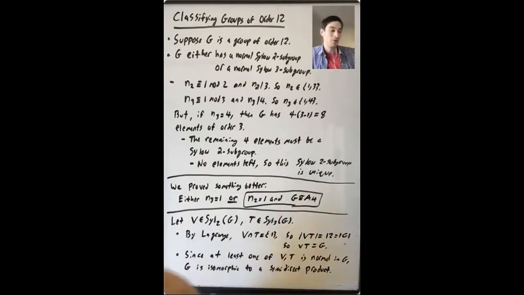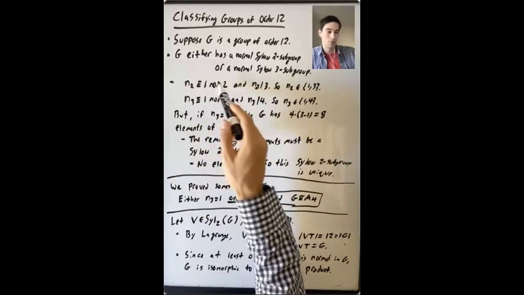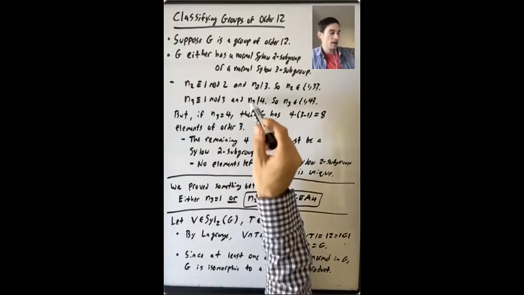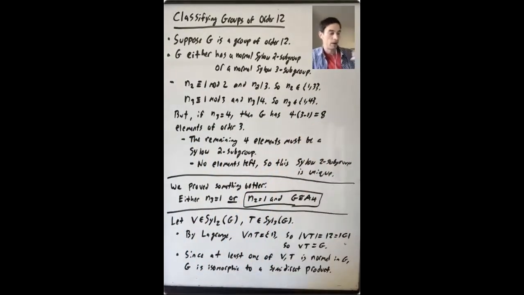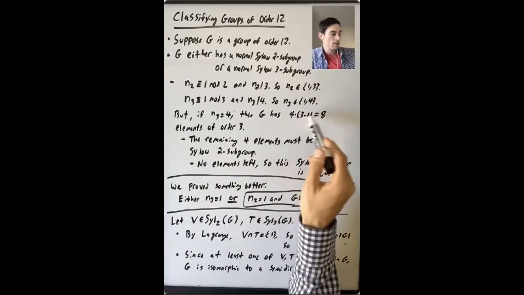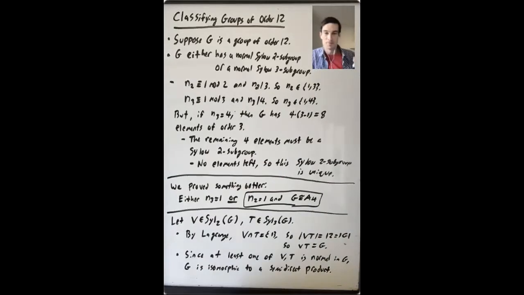Why is that? Well, Sylow's theorem says that n2 is congruent to 1 mod 2 and n2 divides 3, so n2 is 1 or 3. n3 is congruent to 1 mod 3 and n3 divides 4, so n3 is 1 or 4. But if n3 is 4, then G has 4 times 2, which is 8, elements of order 3. So there are only 4 elements left, and the Sylow 2-subgroup of G has 4 elements and doesn't have any of these elements of order 3. So these remaining 4 elements must be a Sylow 2-subgroup.